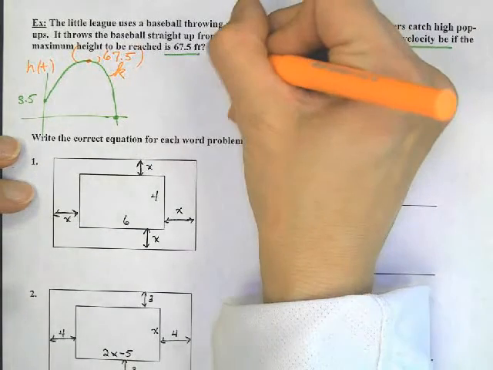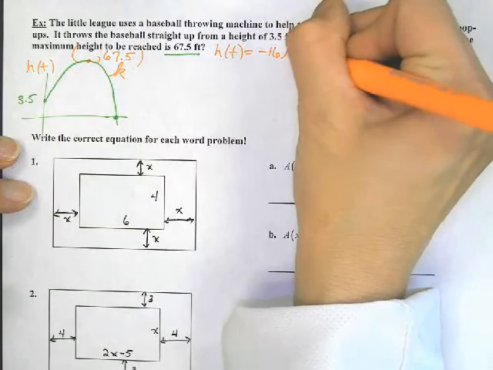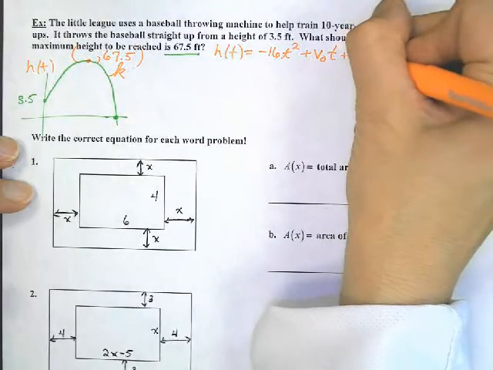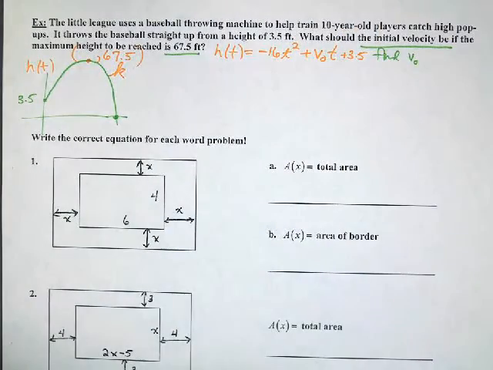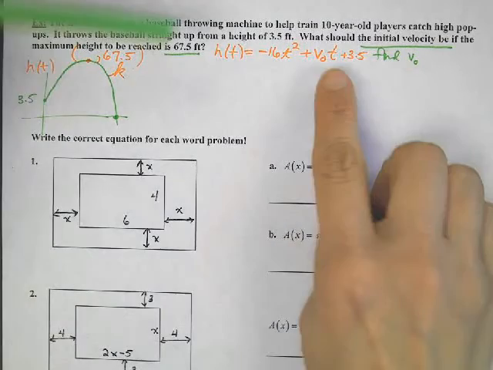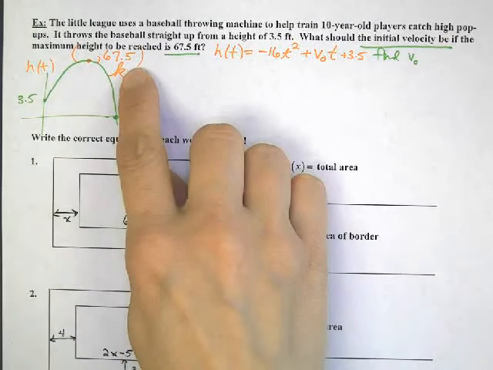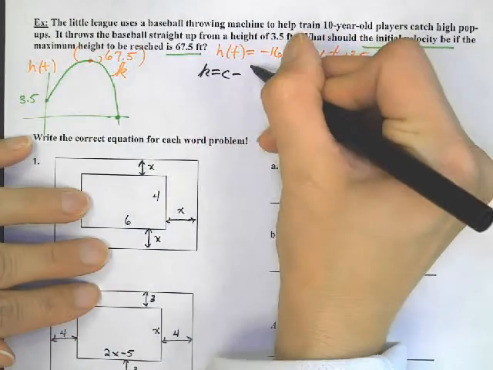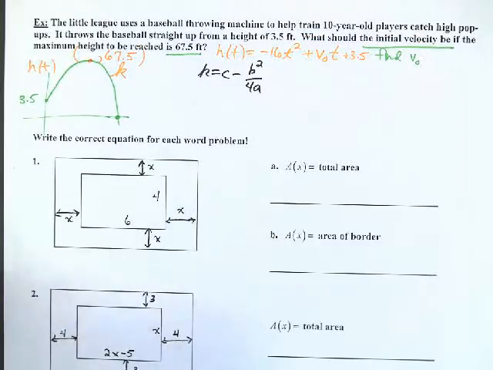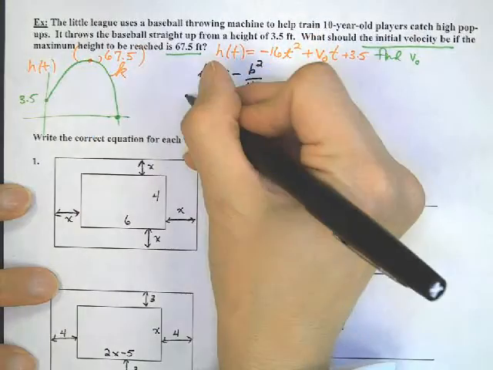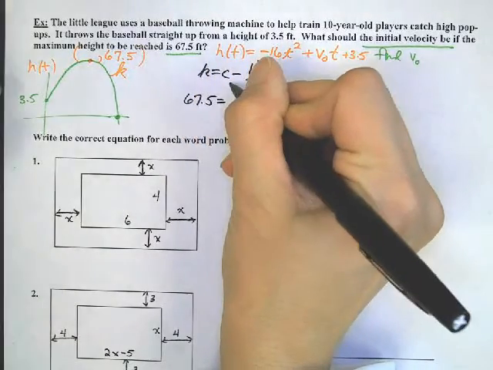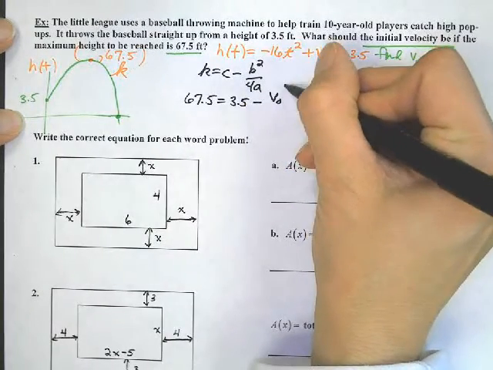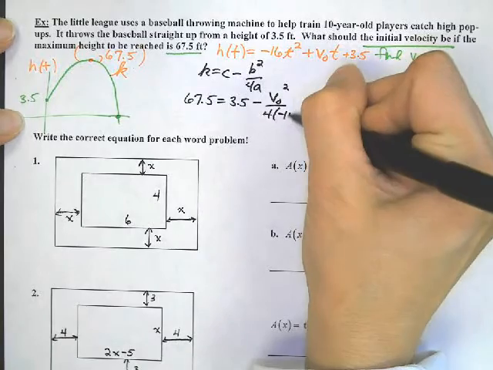Okay, so far in my equation, I know it's negative 16t squared. I do not know the v naught t. I know the initial height is 3.5 though. Okay, so I have part of the equation. Our job is to find the v naught, and we'll do a K calculation to figure that out. So K equals C minus B squared over 4A. What's the K? 67.5. And the C is 3.5 minus V naught squared over 4A.